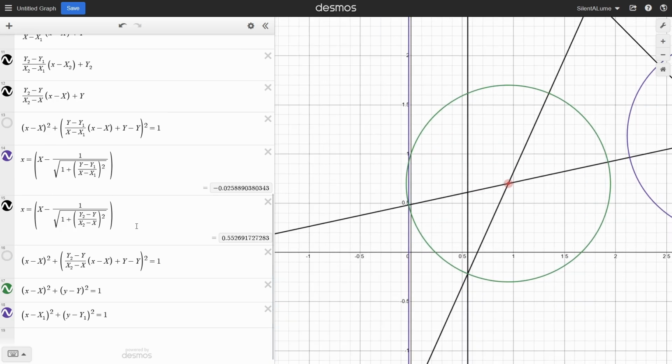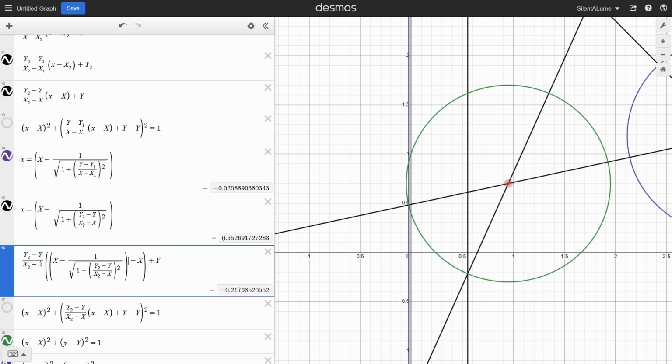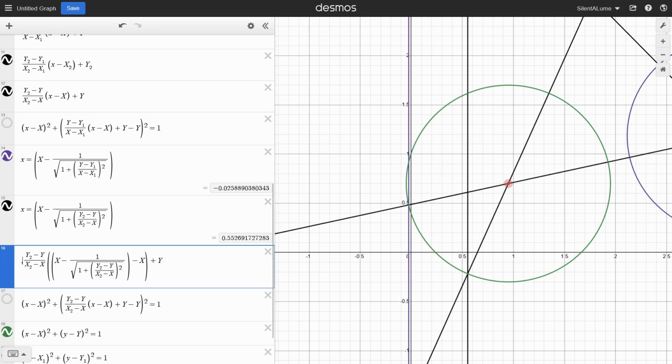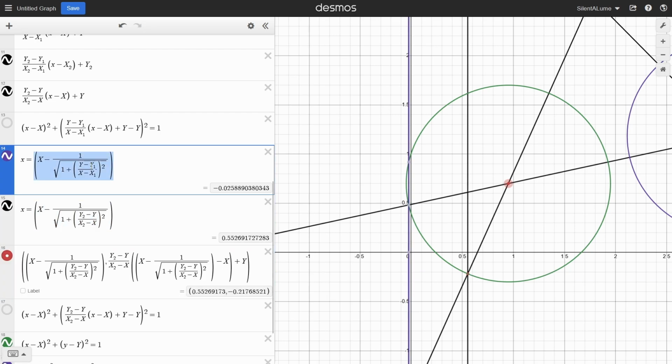So now, since we have the intersections with this line and the circle, what we can do is just get the line, and then there we go. We solved for y. Look at that. It's right there. And what we can do is make this a point, so we can know where that point is. And now we just do the same thing with this one right here.